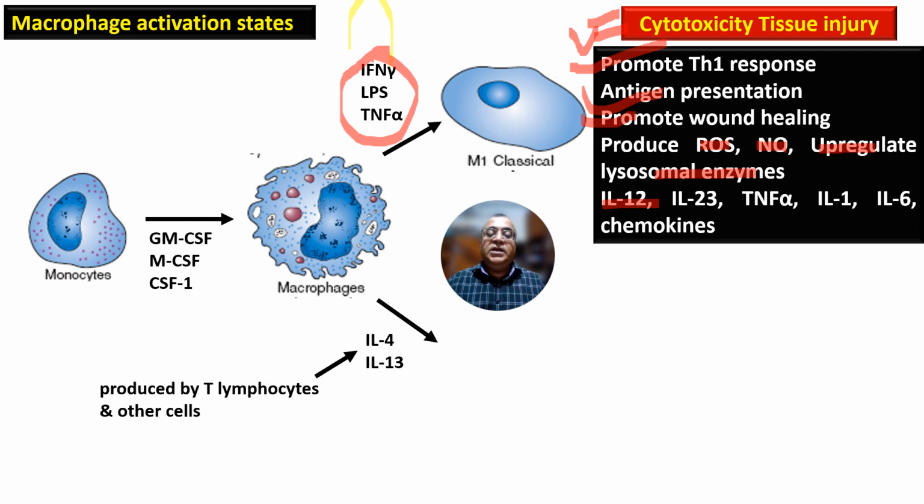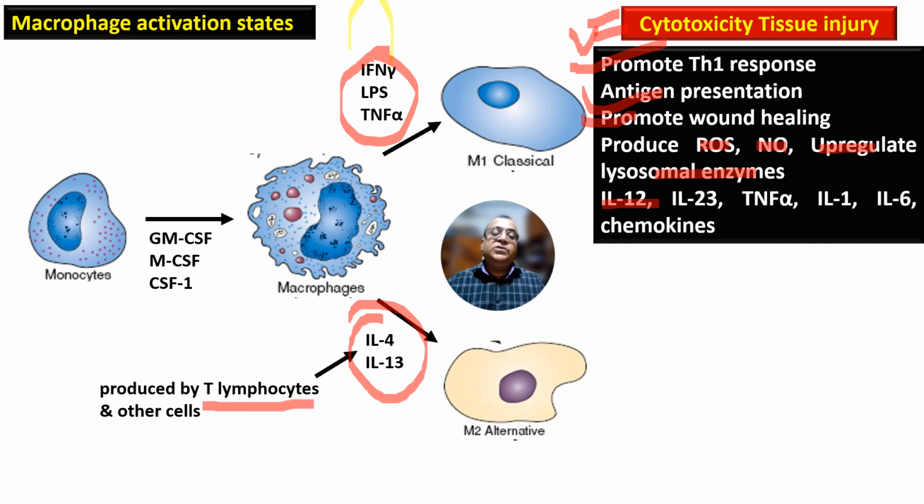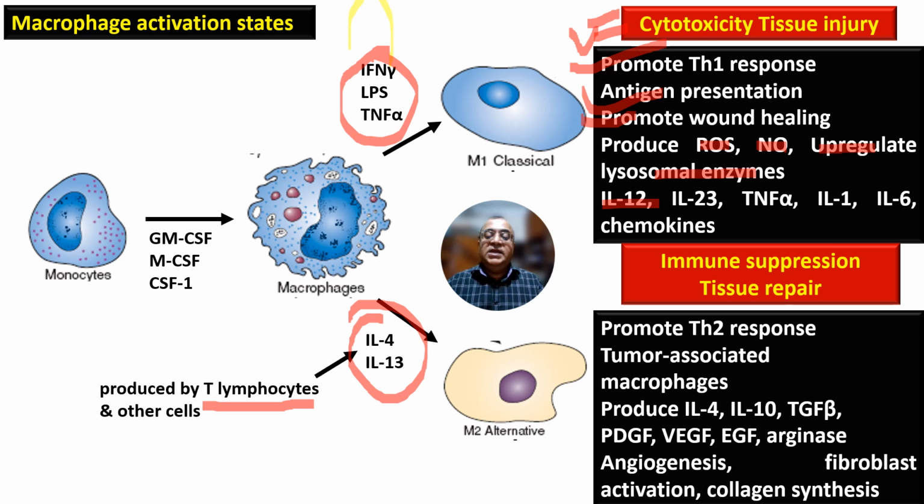Under the influence of interleukin 4 and interleukin 13 that is produced from the T lymphocyte, there is activation of these macrophages into another state, that is M2 state or alternate type of macrophages.